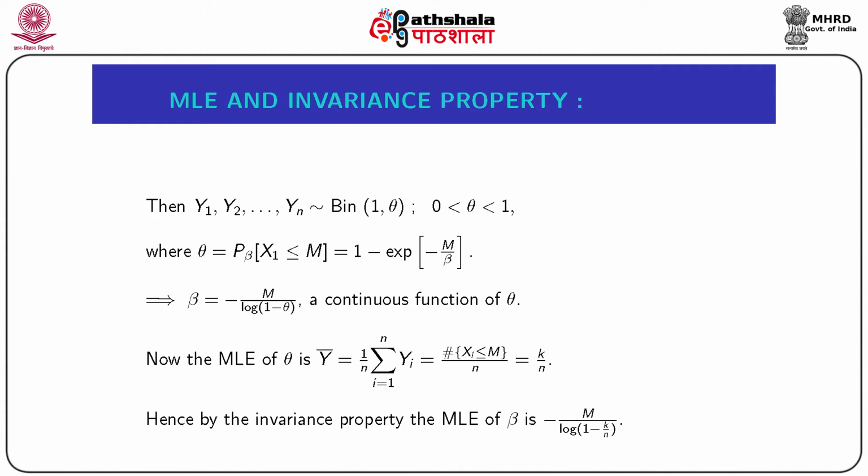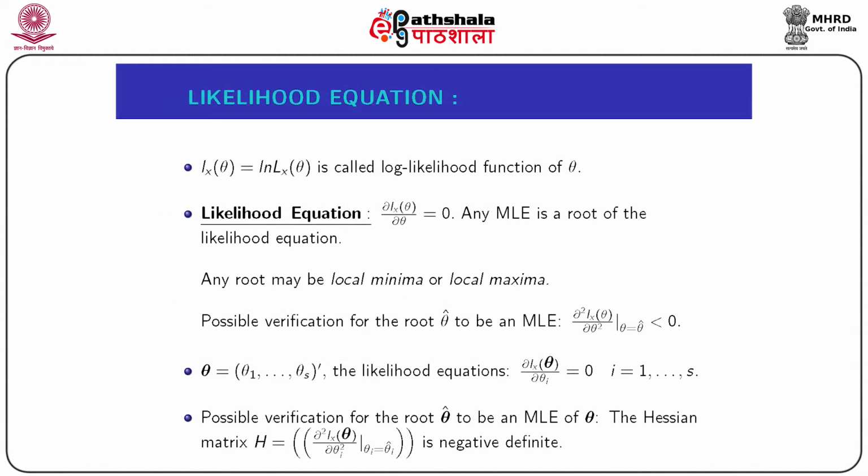Now, from given data, we know that the number of sample observations xi's which are less than or equal to M is k, and that is why the sample mean y bar equals k by n. So, automatically, the maximum likelihood estimator of theta equals k by n. Hence, by invariance property, the maximum likelihood estimator of beta will be minus M divided by log of 1 minus k by n. Now we go to the formal definition of what is called the likelihood equation.